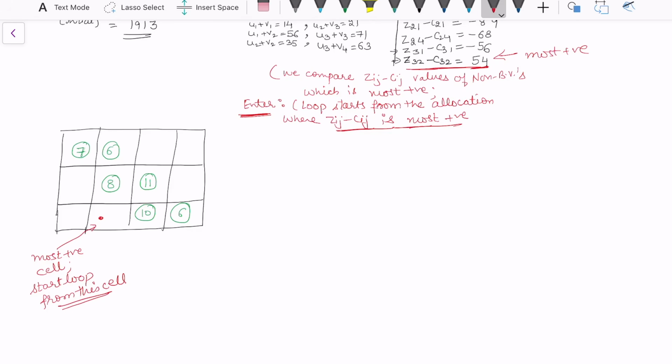Now if I want to start the loop from this cell, this means I am going to enter something. This particular position is going to be my basic variable. And if this is going to be a basic variable, I am supposed to allocate something here, and that I am going to draw now with the green cell, coming after the loops. So here let's put a quantity theta. At this moment we do not know how much I have to allocate here. That we will calculate, what is the value of this basic variable. Put a theta here and then identify a loop. The loop has to go through the basic cells.